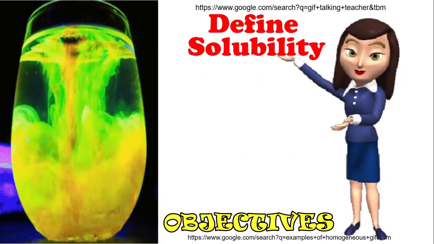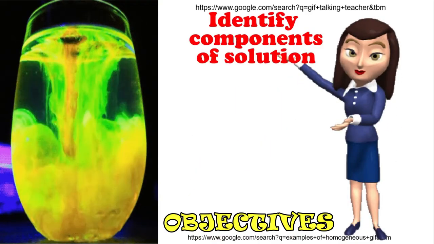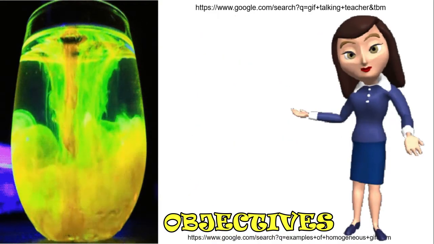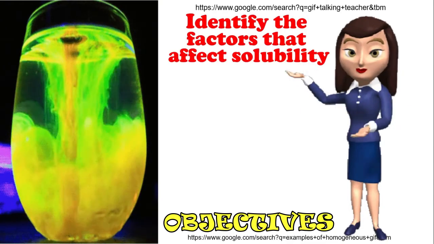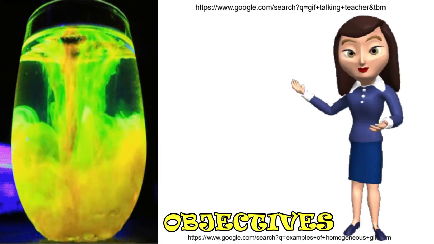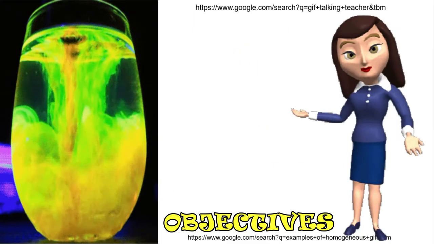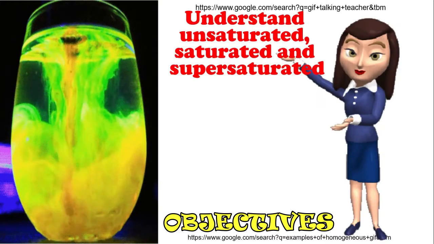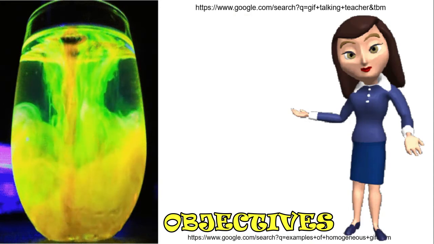Number 2, define solubility. Number 3, identify components of solution. Number 4, identify the factors that affect solubility. Number 5, differentiate concentrated from diluted. And lastly, understand unsaturated, saturated, and supersaturated.